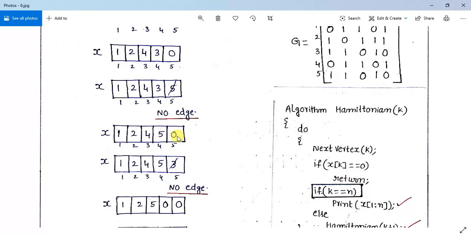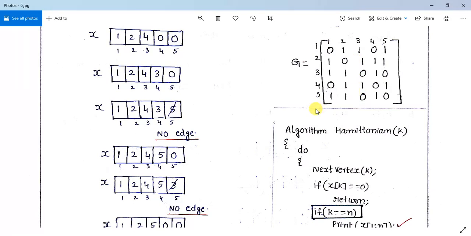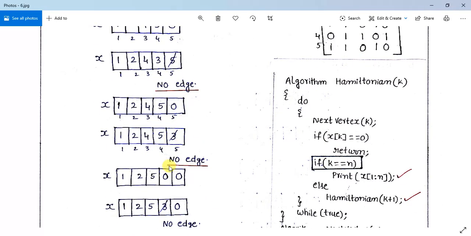Next, what is the possible value here? 1 is visited, 2 is visited, 3 is not visited. If I put 3 here, is there any edge from 5 to 3? 5 to 3, no edge is present, so I cannot put 3 here. Again I need to backtrack. So I need to change the value here, 4. Here no value is present, so after 5, 0 comes here. No values are possible here, so I need to backtrack and replace the value here. What is the possible value here?